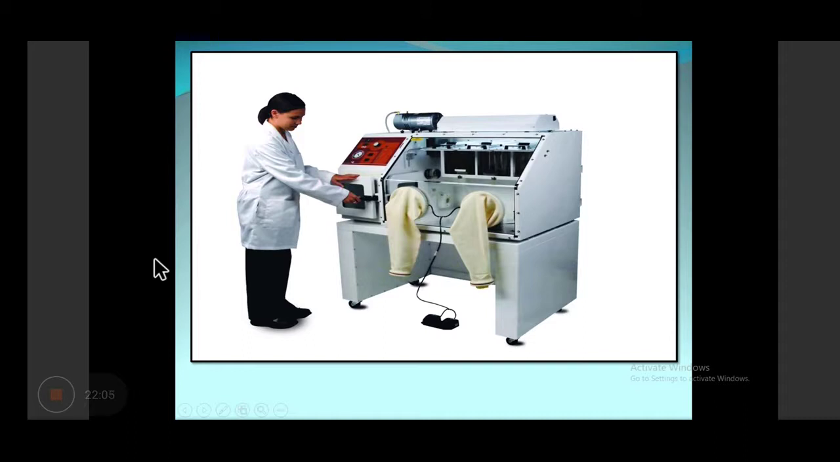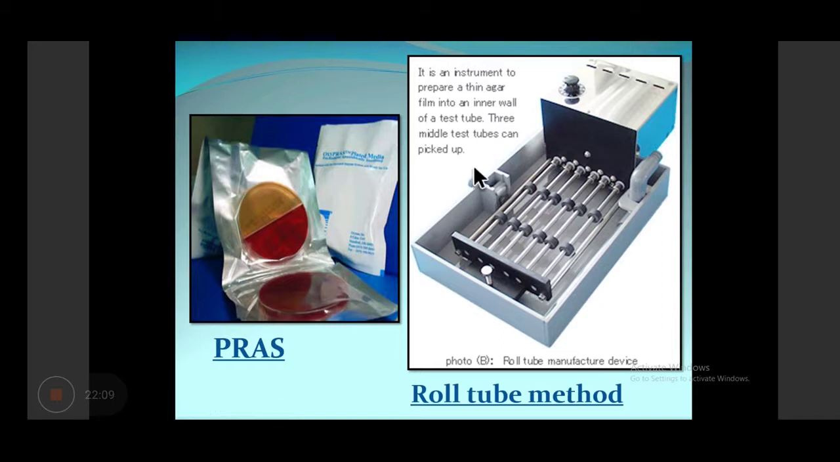This is the roll tube technique. This instrument prepares a thin agar film on the inner wall of the test tube. So this is called the roll streak technique, and a tube can be picked from the middle.